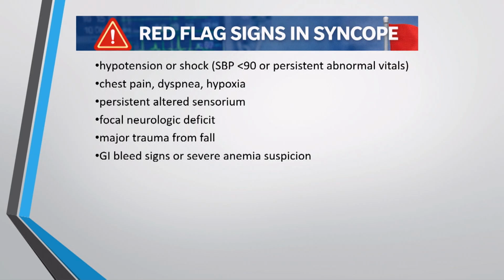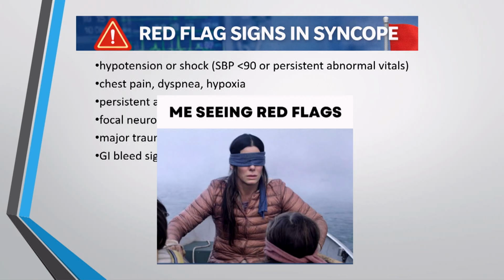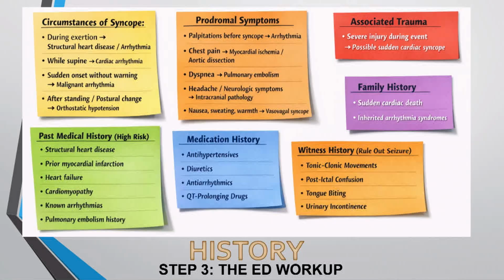And then after a primary survey, we try to identify the red flag signs in a patient of syncope. So what are the red flag signs? The patient might be in hypotension or shock. The patient might be complaining of chest pain, dyspnea, or hypoxia. The patient might be in altered sensorium. There will be a focal neurological deficit. Major trauma from a fall resulting in syncope. Yes, danger signs from the history. Any signs of anemia or any ongoing bleed.